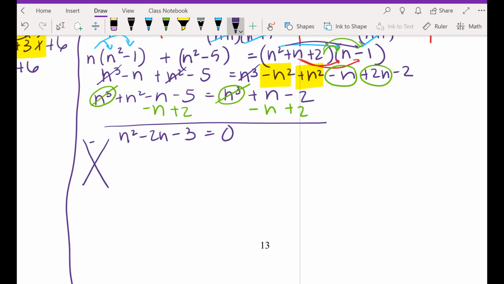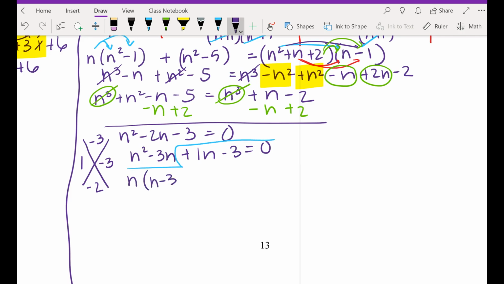So on the top is negative 3. And the bottom is negative 2. Find two numbers that when you multiply give you negative 3 and add give you negative 2. So that's going to be a negative 3 and a 1. So let's rewrite that. N squared minus 3n plus 1n minus 3 equals 0. You want to factor by grouping. So take out an n, you're left with an n minus 3. Take out a positive 1, you're left with n minus 3 equals 0. So your factors are n minus 3 times n plus 1 equals 0.